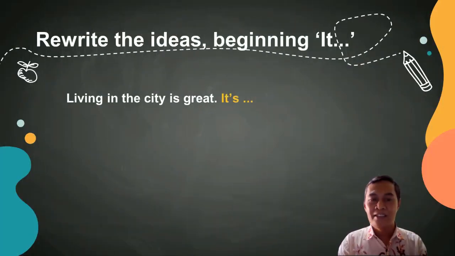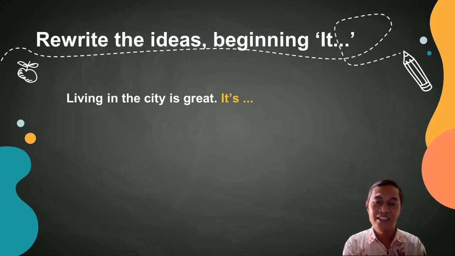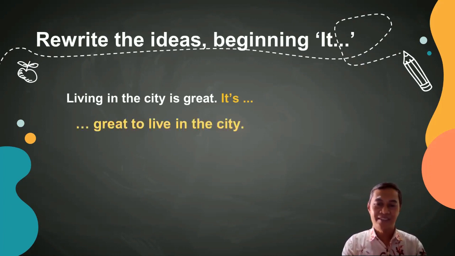It's great to live in the city. Is that right, Mr. G? Okay, let's check. It is or it's great to live in the city. Let's check your answer. Yes, it's correct. It's great to live in the city. We change the verb living to live because here we need the infinitive.